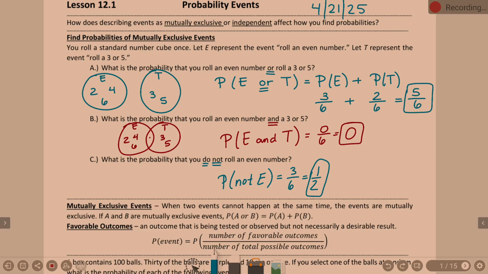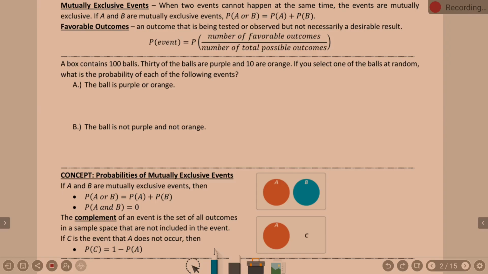Okay. Continuing along. Let's go talk about this box of 100 balls. A box contains 100 balls. 30 of the balls are purple and 10 are orange. If you select one of the balls at random, what is the probability of each of the following events? So the first one, the ball is purple or orange. We want to know what is the probability that the ball is purple or orange.